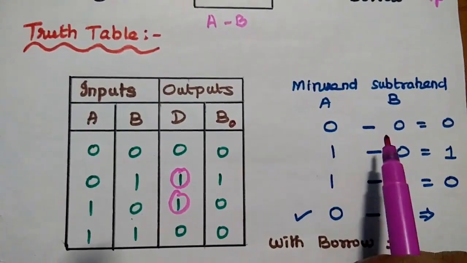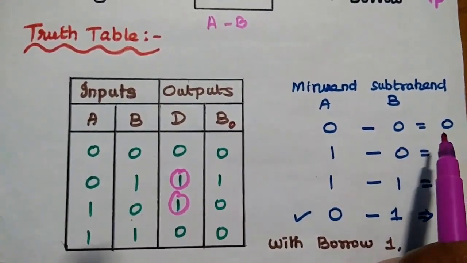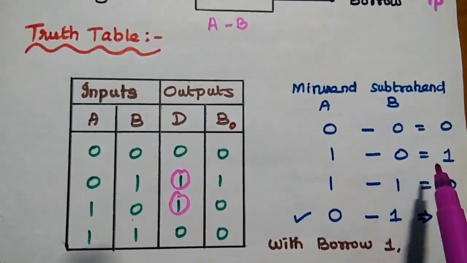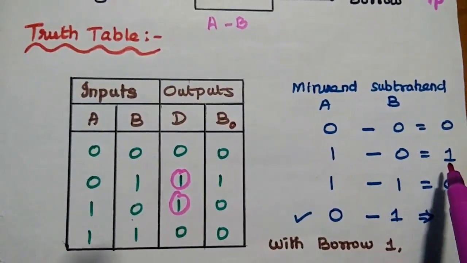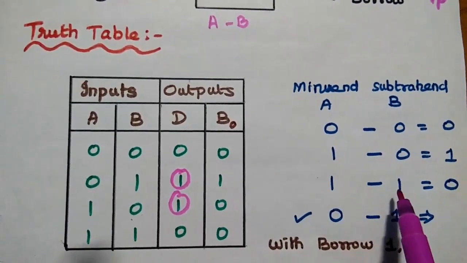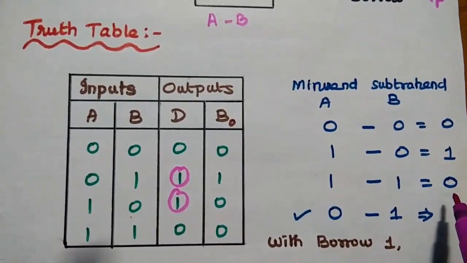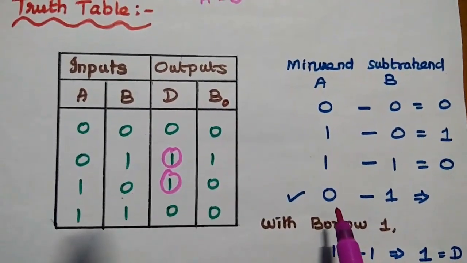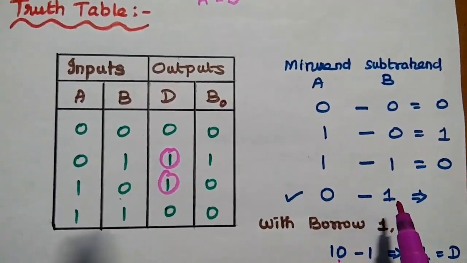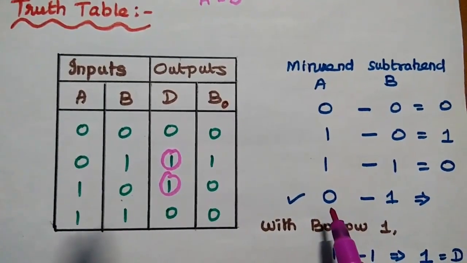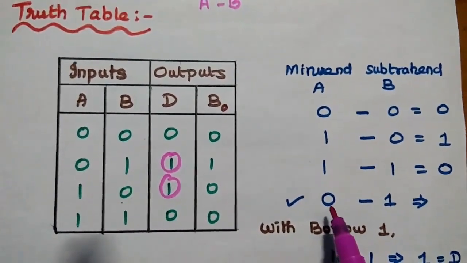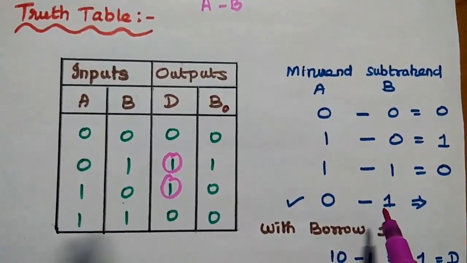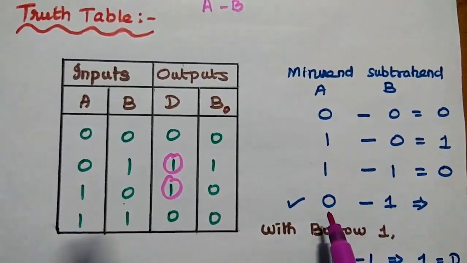If 0 minus 0, the difference is 0. 1 minus 0, the difference is 1. 1 minus 1, then the difference is 0. So consider this case 0 minus 1. In this case, the minuend is smaller than the subtrahend. So we are not able to subtract 1 from 0.